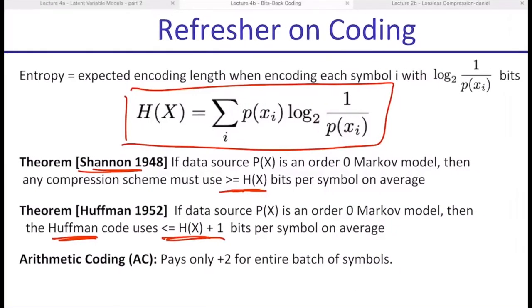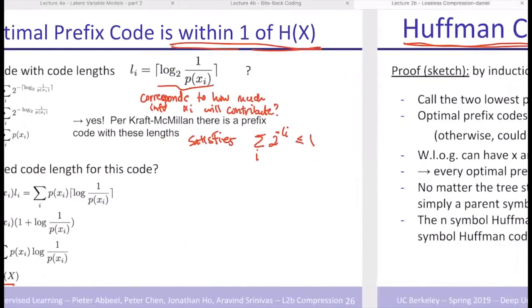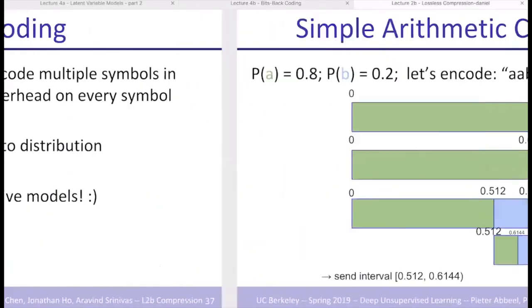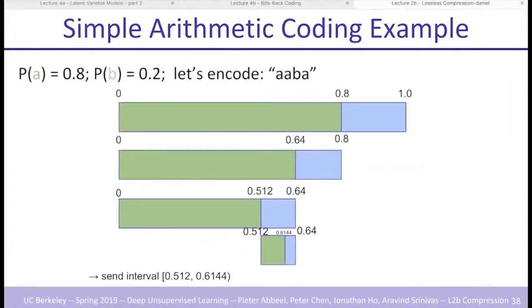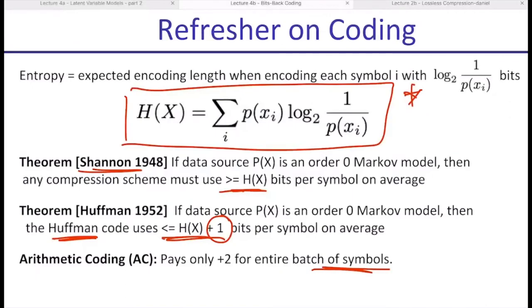But people have also seen that if I do plus one, every time I want to send that piece of information over, I will be penalized with the plus one. So the idea is, can I combine all of them into one single batch? So that instead of sending one, I send a chunk of them. Instead of sending A, then sending A, then sending B, then sending A, I send all of it together by encoding it on one interval.